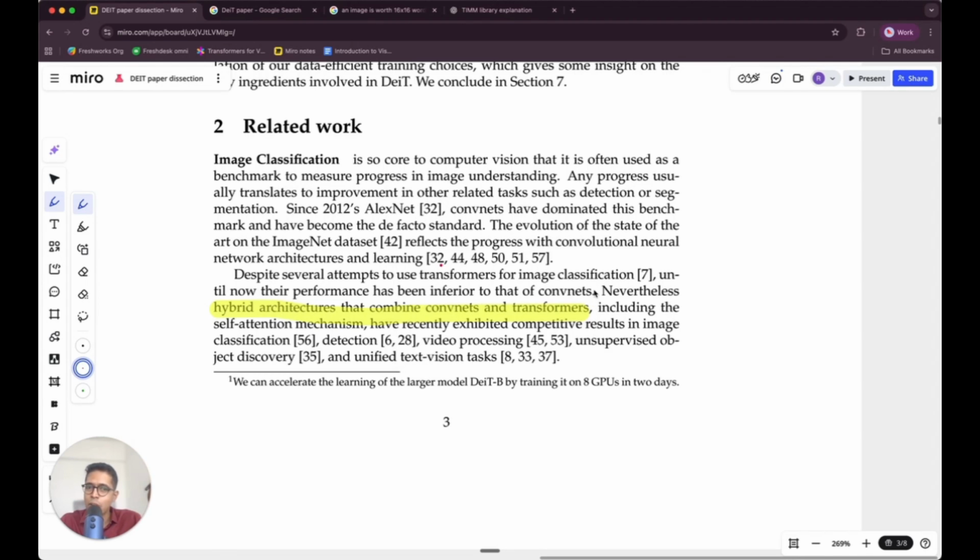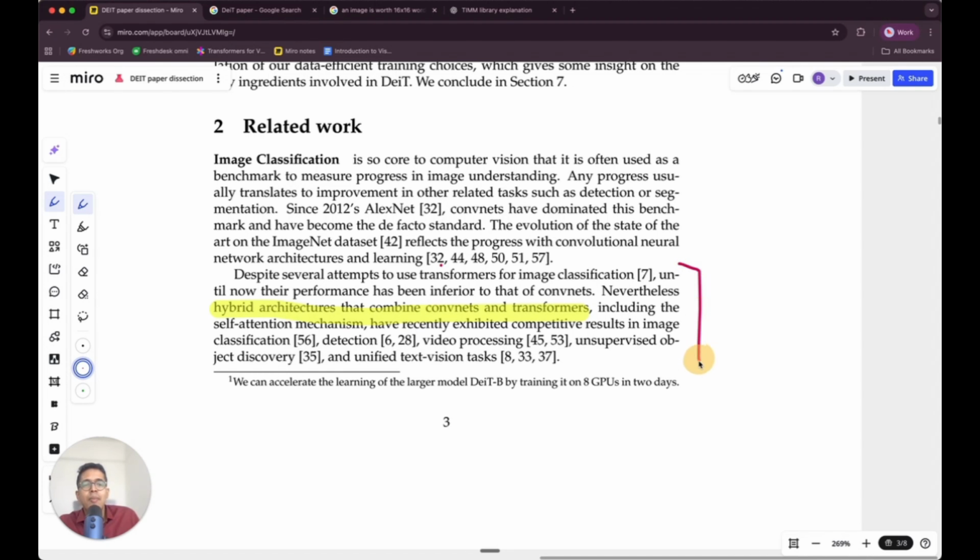Oh, are they talking about vision transformer? Because they are not inferior to ConvNet in terms of performance. Then the next sentence clarified it. Nevertheless, hybrid architectures that combine ConvNet and transformers, including the self-attention mechanism, have recently exhibited competitive results in image classification, detection, video processing, unsupervised object discovery, and unified text vision tasks.